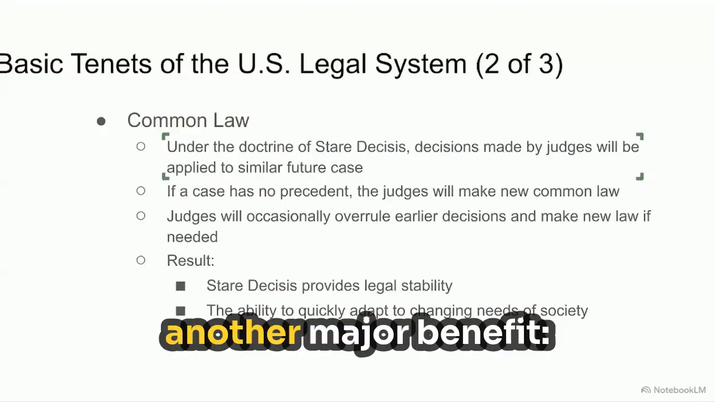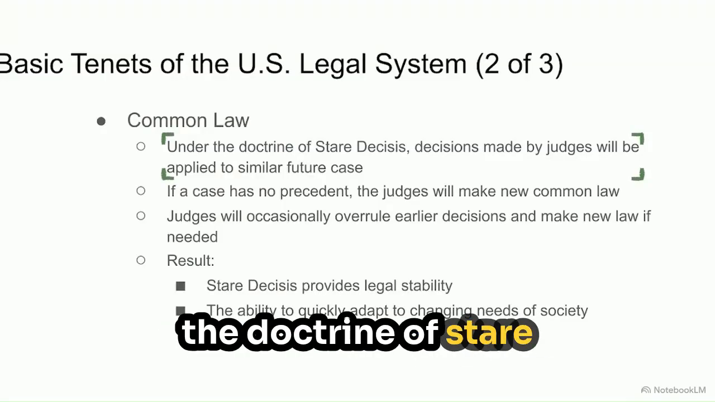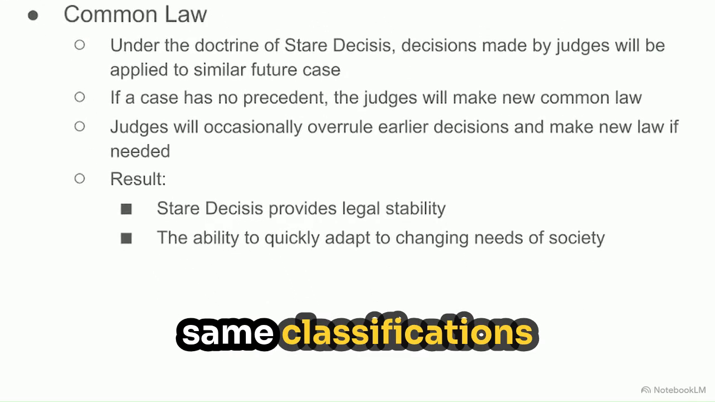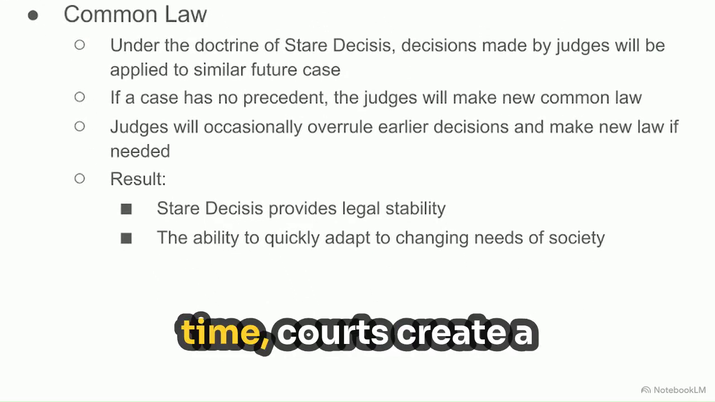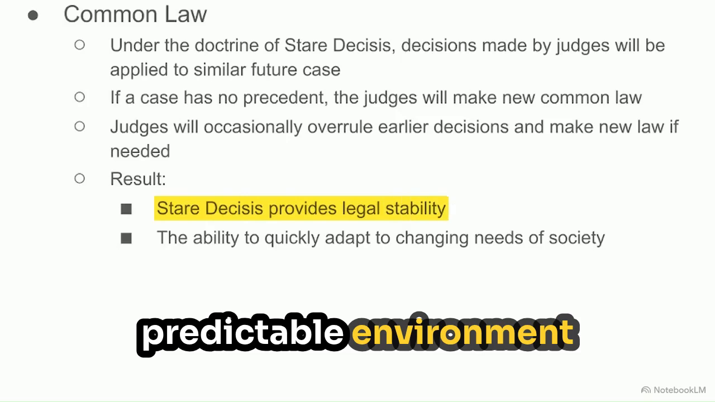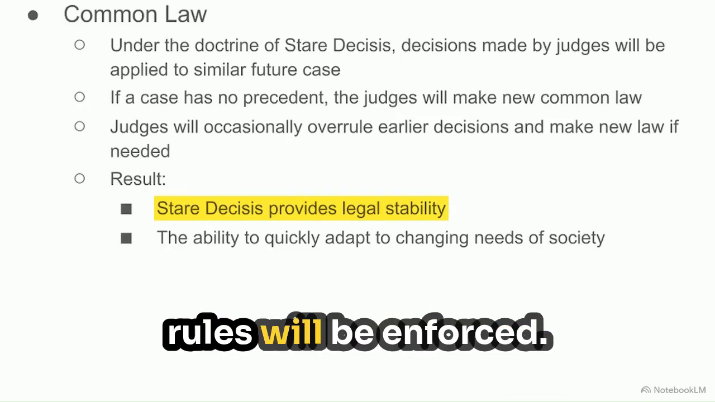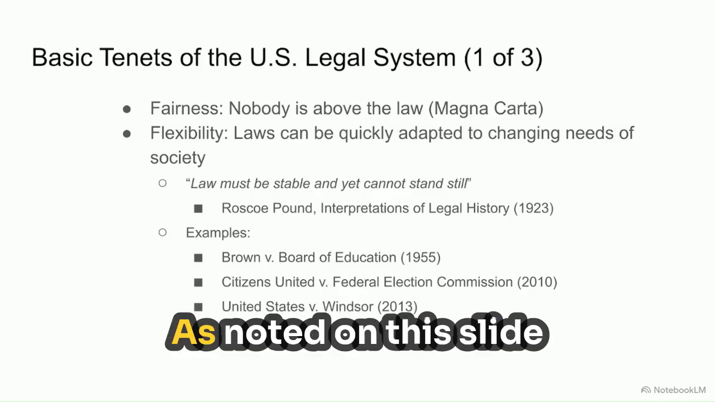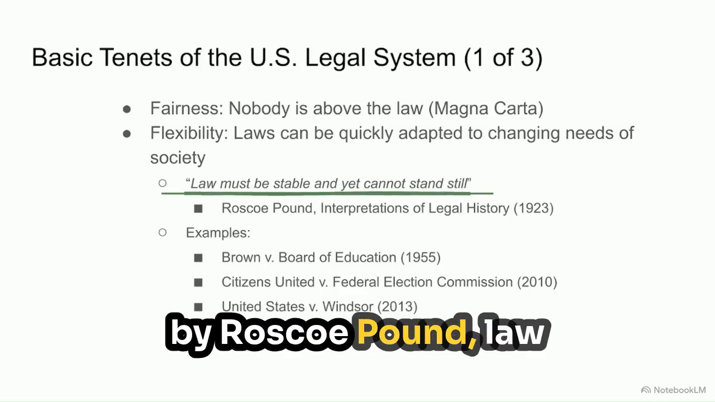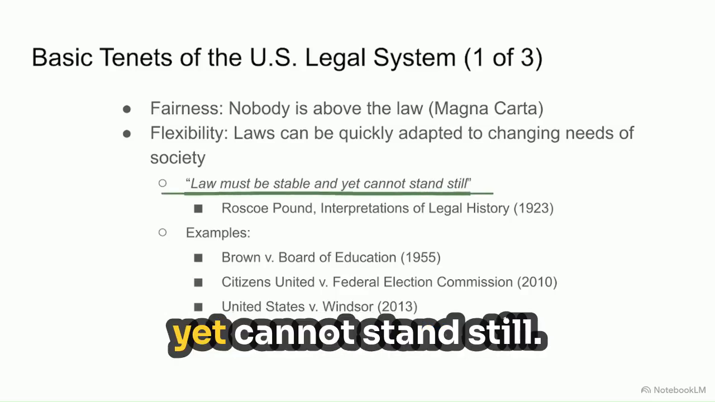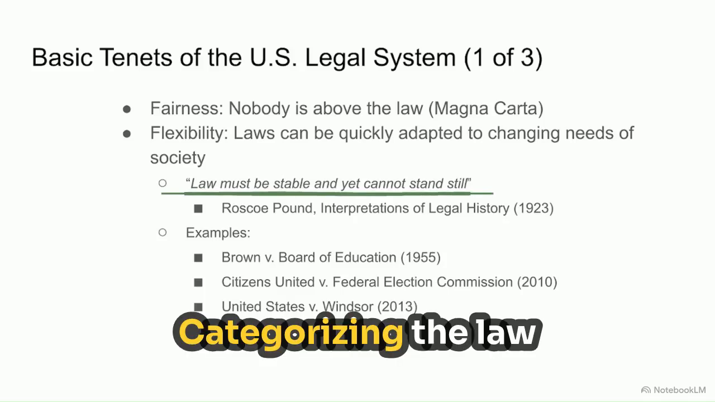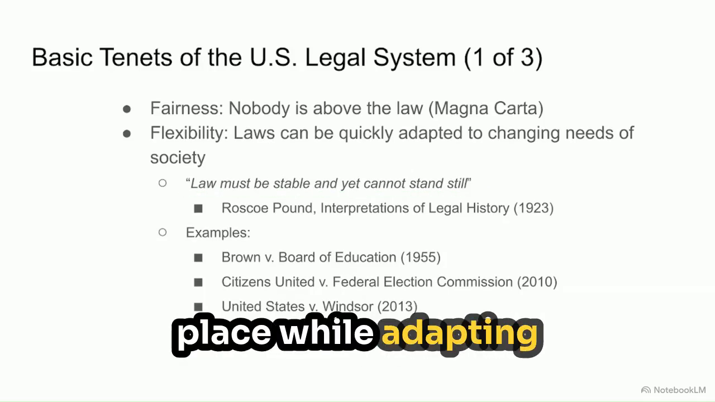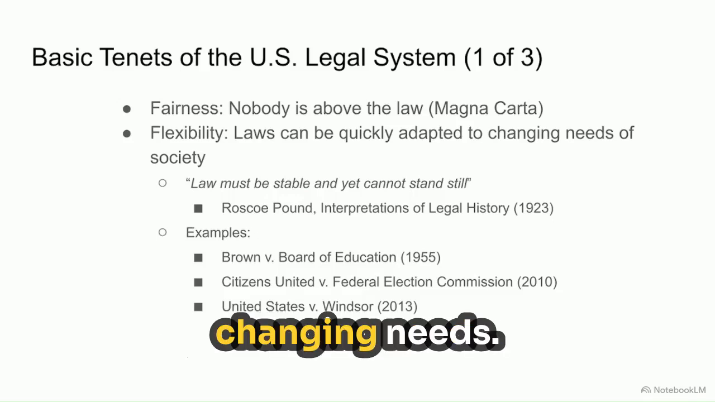This slide highlights another major benefit, the doctrine of stare decisis, or precedent. By applying these exact same classifications to similar cases over time, courts create a predictable environment where businesses know exactly how rules will be enforced. But that predictability isn't entirely rigid. As noted on this slide by Roscoe Pound, law must be stable and yet cannot stand still. Categorizing the law allows judges to keep most rules locked in place while adapting specific areas to meet changing needs.